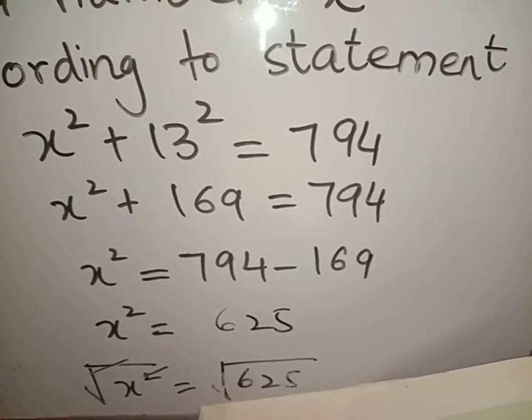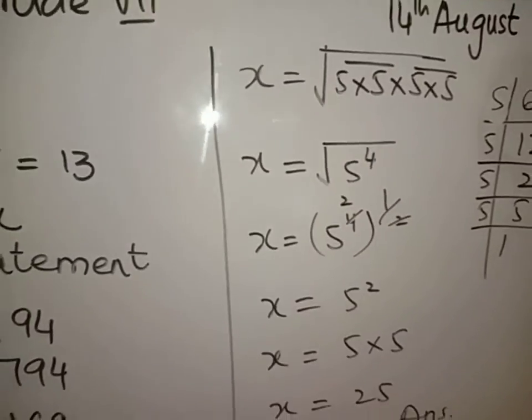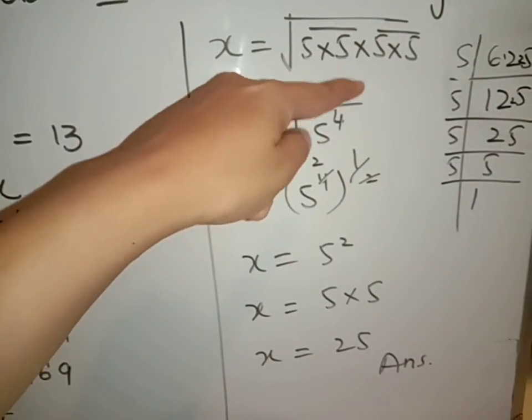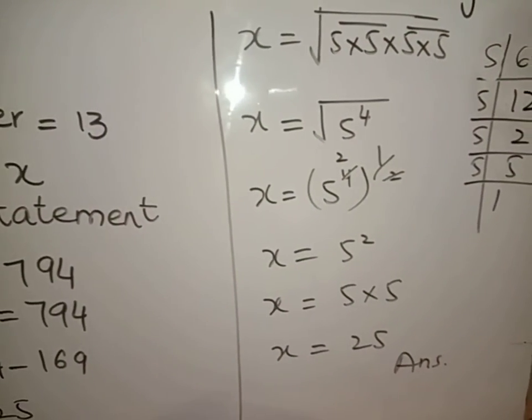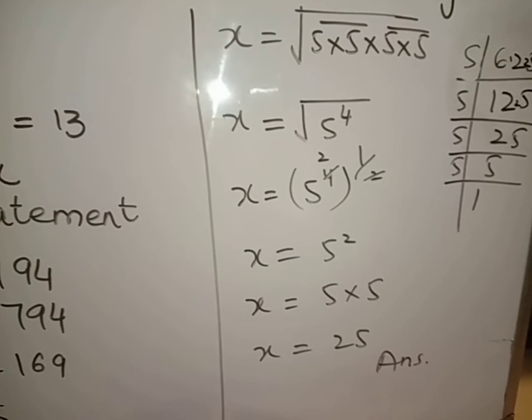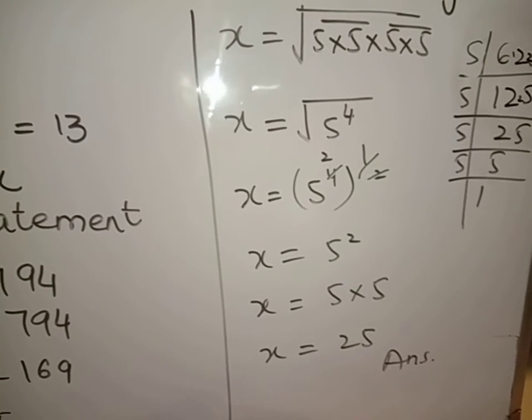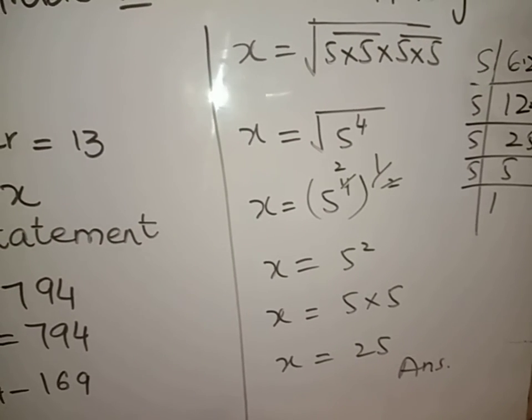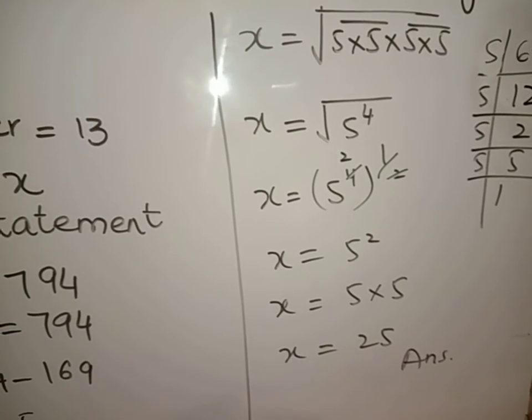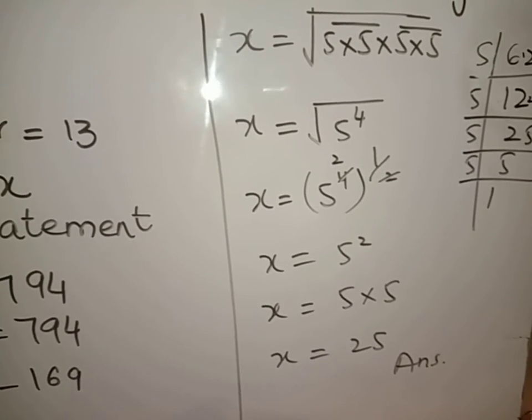By taking the square root on both sides, we got x equals the square root of 625, which is 5 to the power 4 under the power 1 by 2. We got 5 squared. 5 squared means 5 multiplied by 5, which is 25. So our answer for question number 6 is 25.